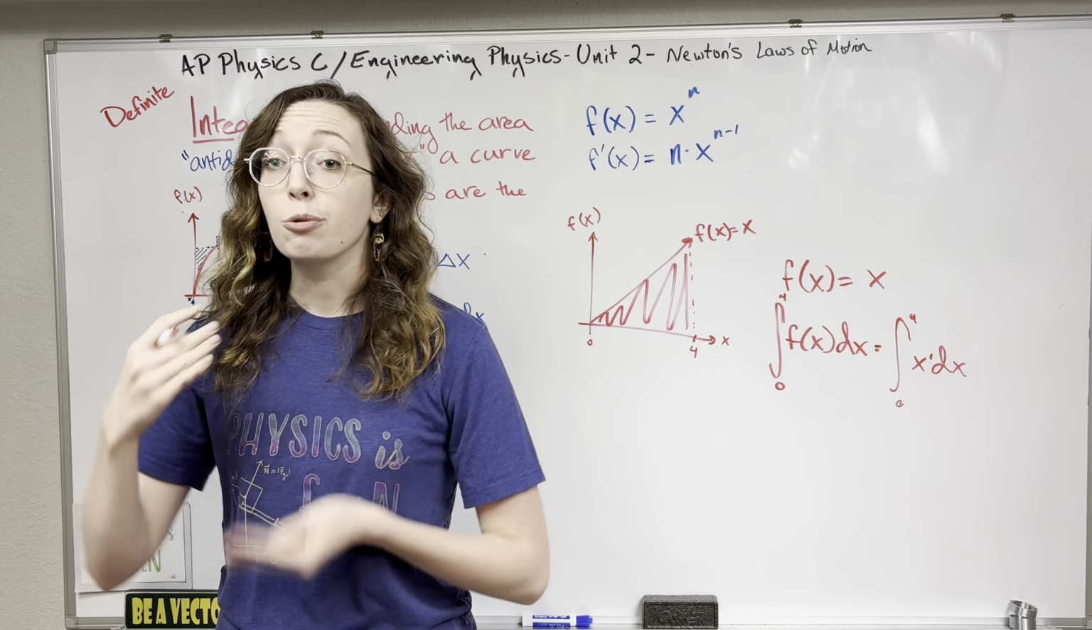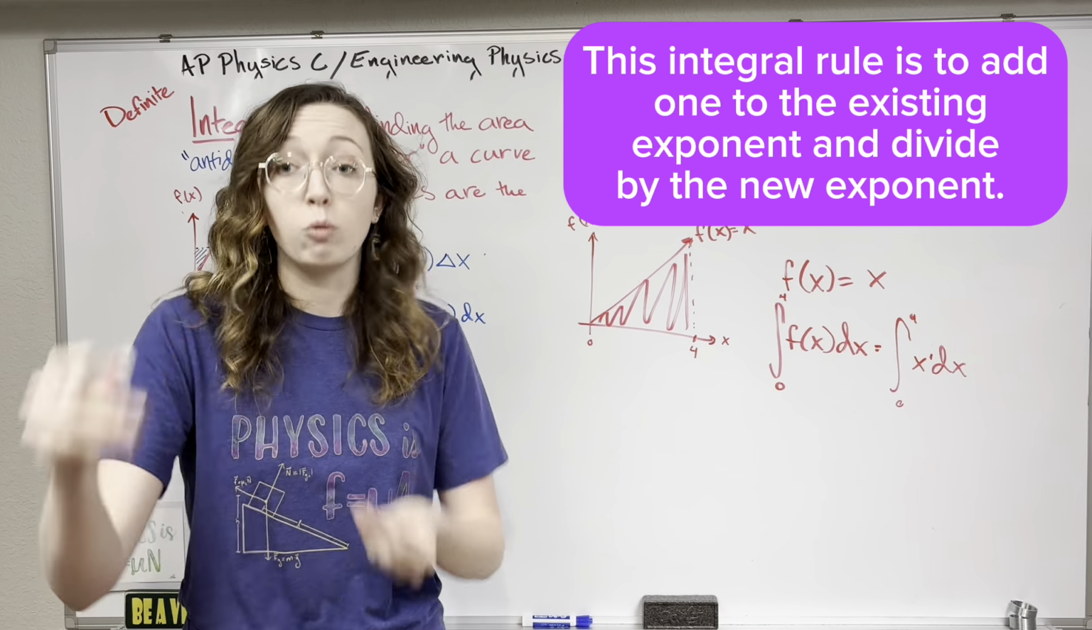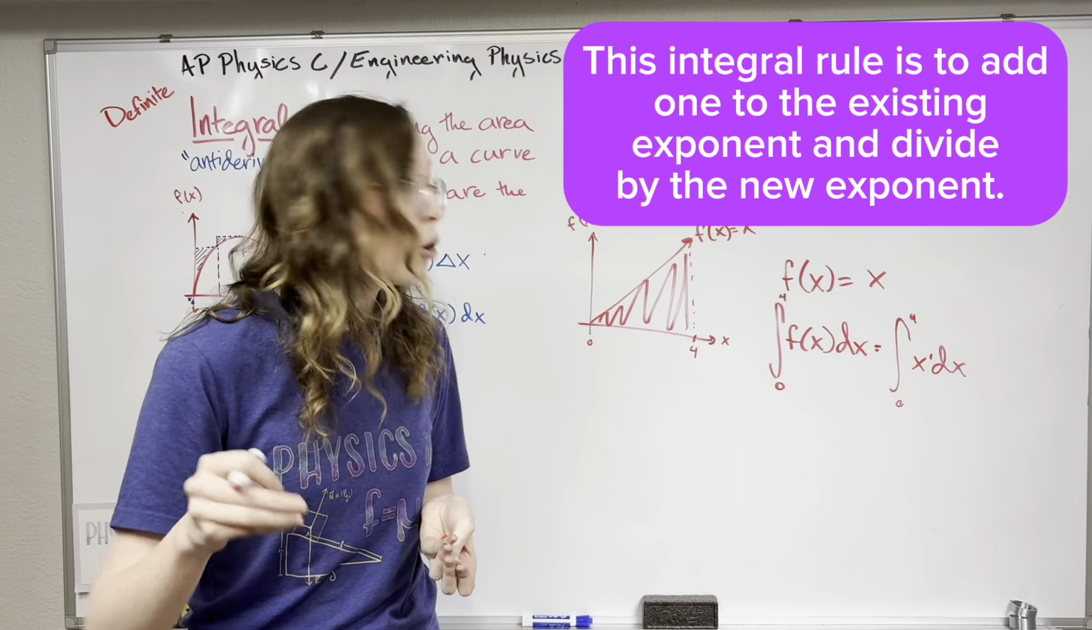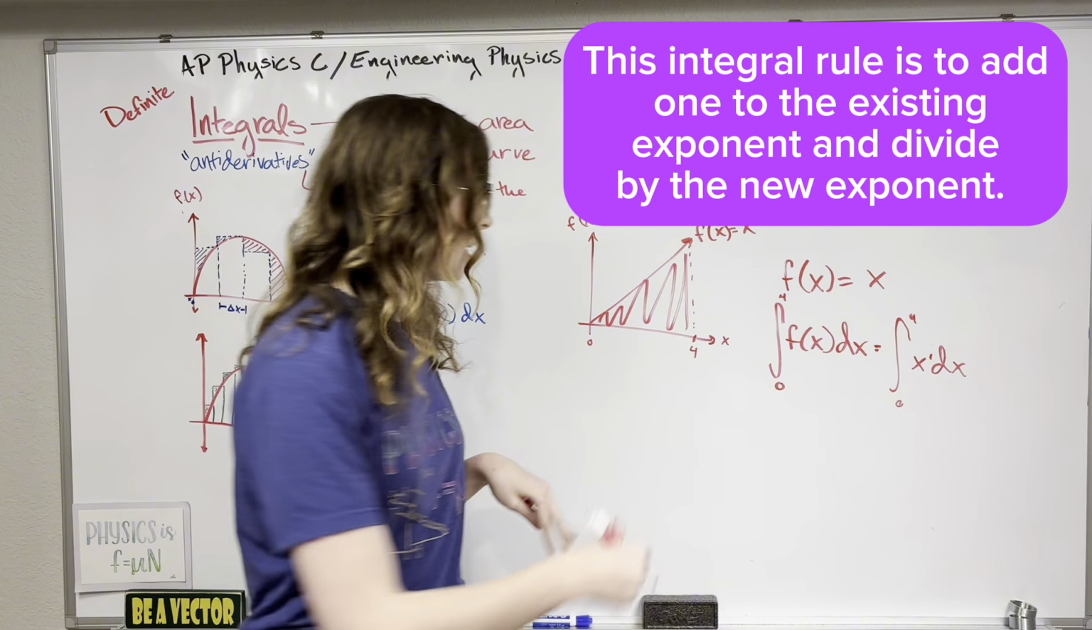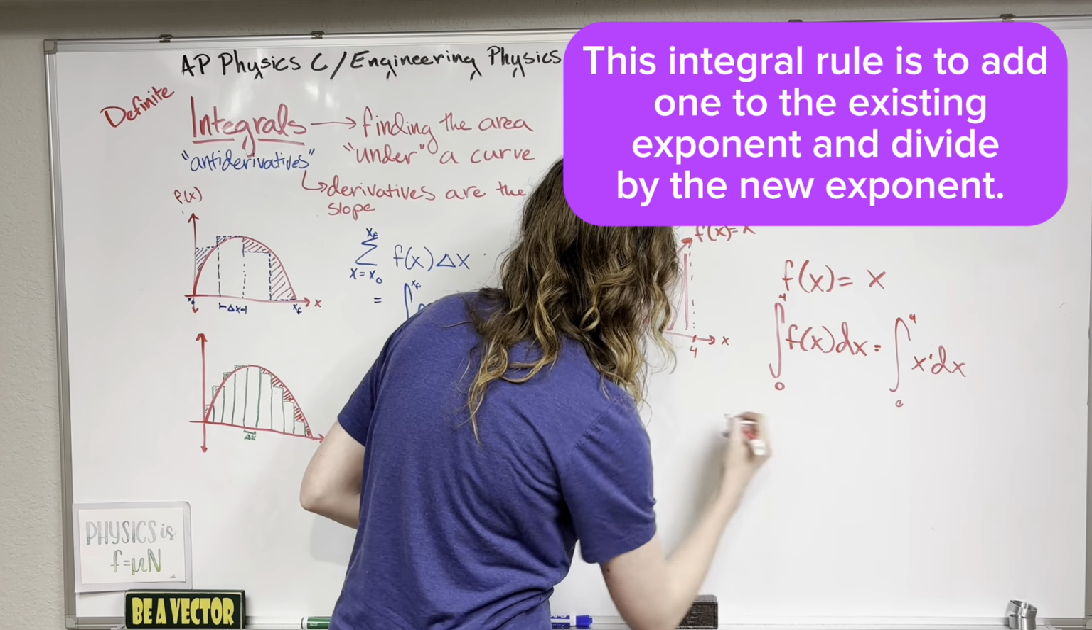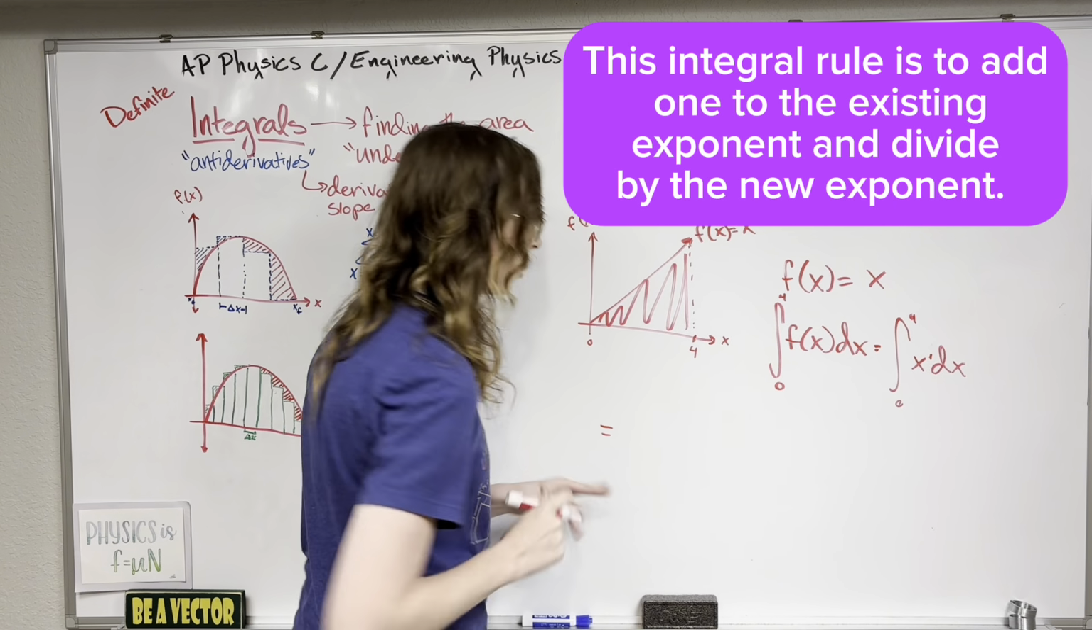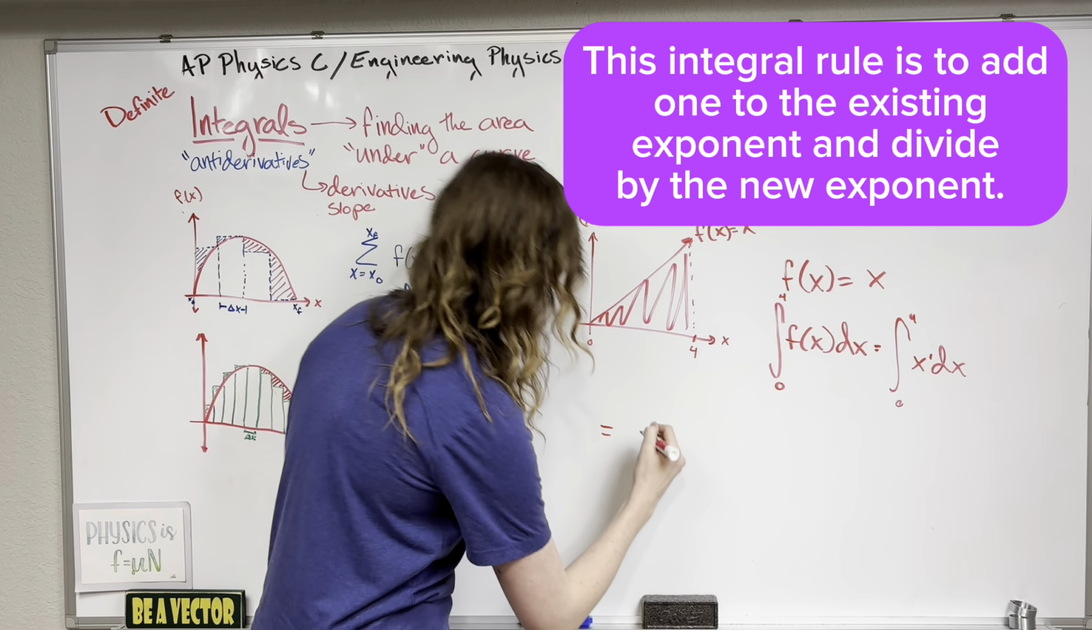Well, whenever I take the derivative of a function, I subtract 1 from my exponent. So I should add 1 back to my exponent to undo it. So that would give me, I'm going to move over here. Well, 1 plus 1 is 2.